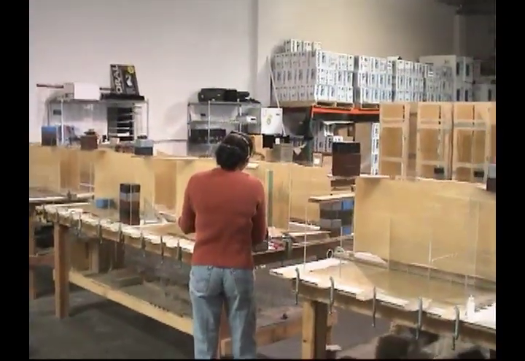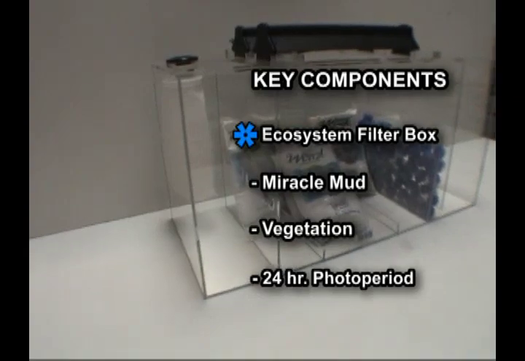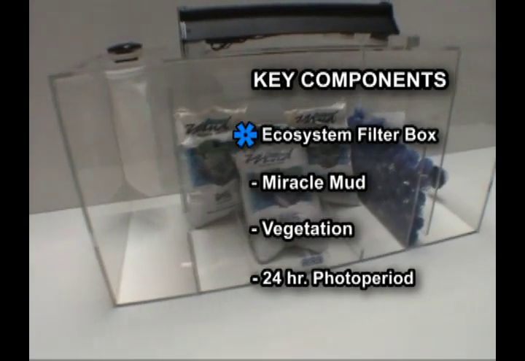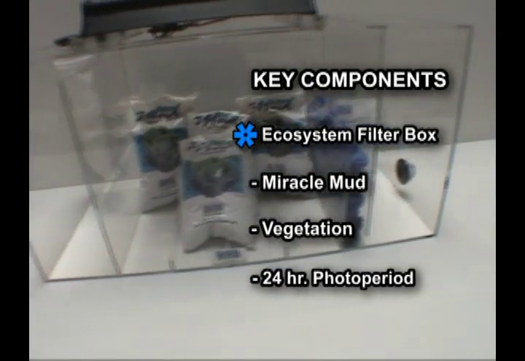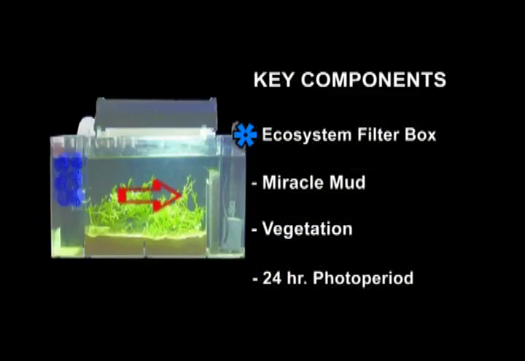The EcoSystem Miracle Mud method consists of 4 key components. The distinct design of the EcoSystem filter box produces the high filtering capacity of the EcoSystem Miracle Mud method. Aquarium water is repeatedly cycled over the Miracle Mud bed, where it is continuously filtered and enriched.